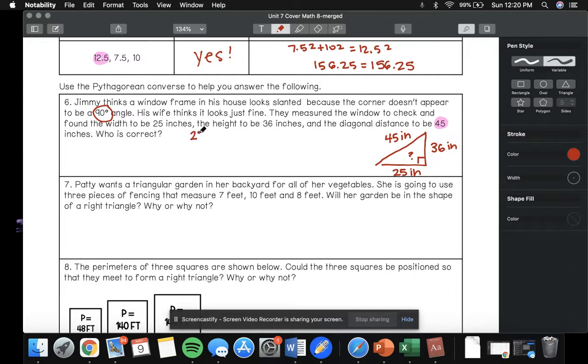So we're going to do 25 squared. We're going to add the other leg to it, and we're checking to see if it equals 45 squared. So 25 squared plus 36 squared is 1,921, and we're testing to see if that is 45 squared, and 45 squared is 2,025. So it is not a right angle, which means that Jimmy is correct.